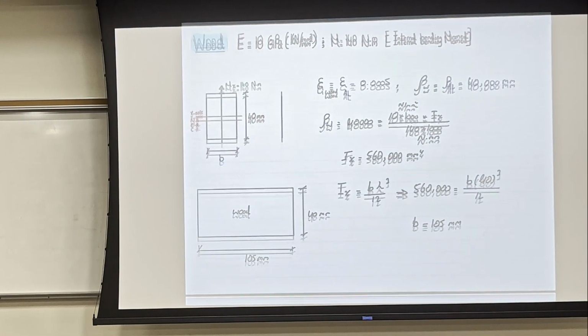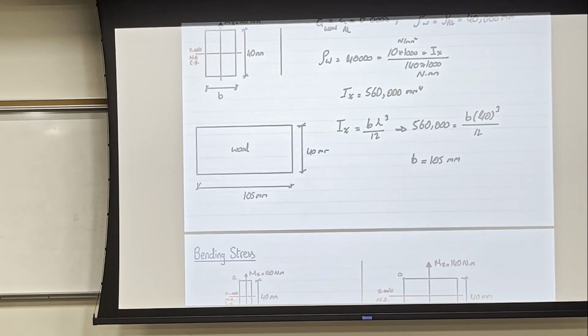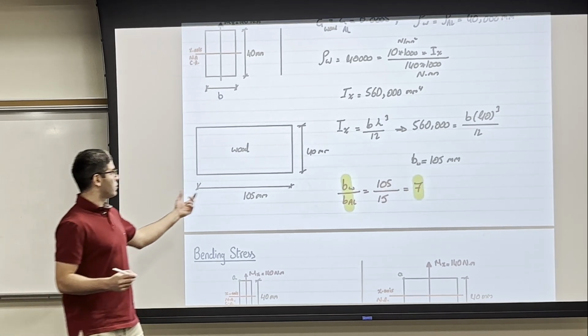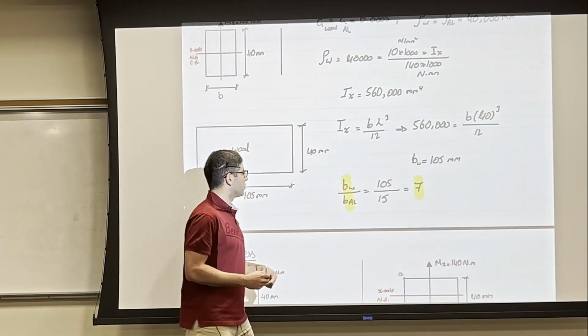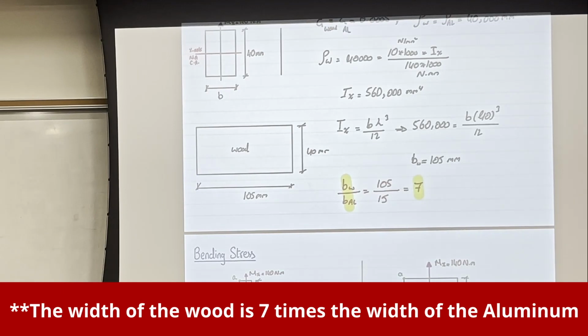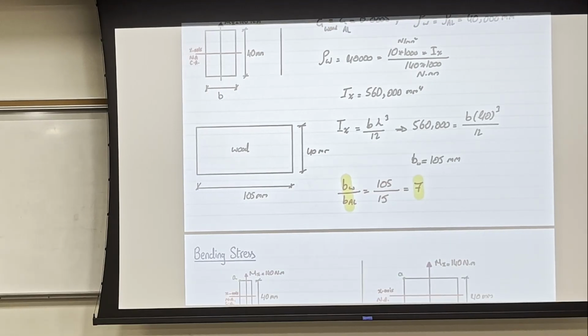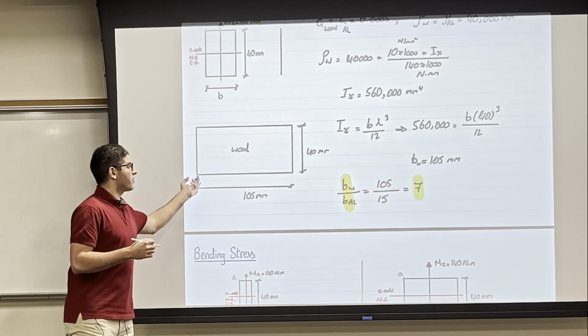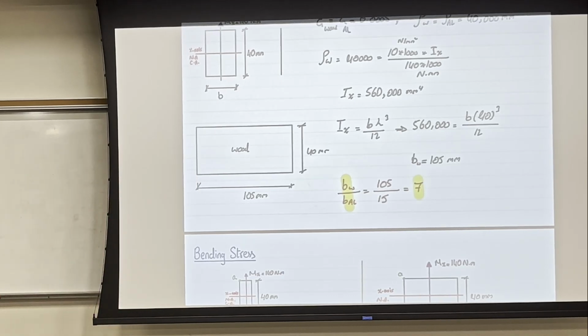So let's find how much we changed the width of the beam by. If I say B of wood over B of the aluminum, which is 105 over 15, I'm getting 7. So the ratio of the width of the wood to the width of the aluminum is 7. So the wood is, of course, 7 times the width of the aluminum, because the aluminum is stiffer than the wood. But here comes another question.